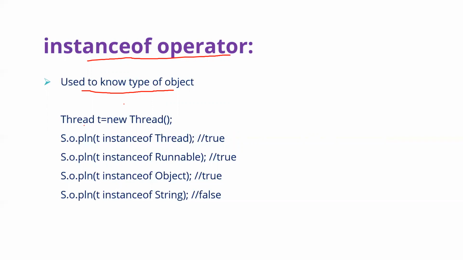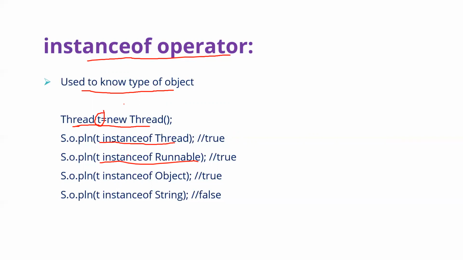Observe, I have taken Thread t equal to new Thread. We all know that the Thread class is used to create and instantiate threads. Observe, I am checking t instanceof Thread. Yes, t is of type Thread, right? So we will get true. Similarly, t instanceof Runnable. It is also true because the Thread class internally implements the Runnable interface. So there will be no problem.